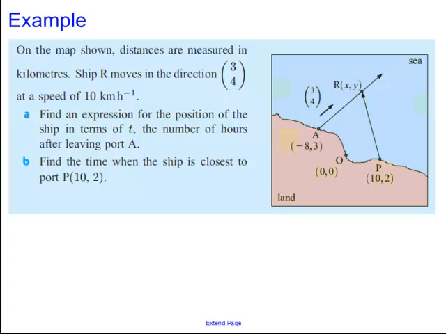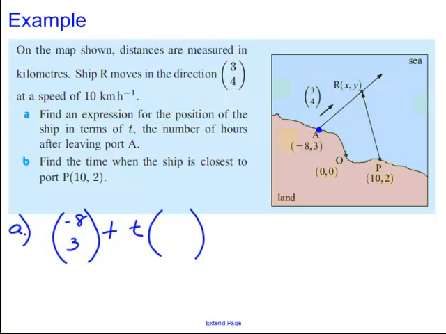So here's our example. I want to look at ship R moving in the direction (3, 4). So for every 3 over, it's 4 up. Its speed is the square root of 10. Find an expression for the position of the ship in terms of t, the number of hours after leaving the port. So I'm starting at A. So I'm starting here. So I'm starting at (-8, 3) plus t times my velocity vector.